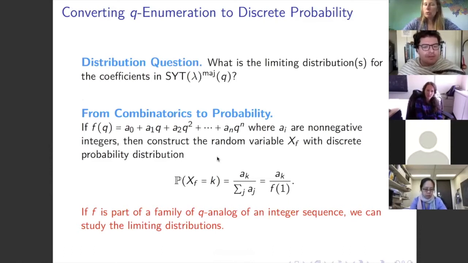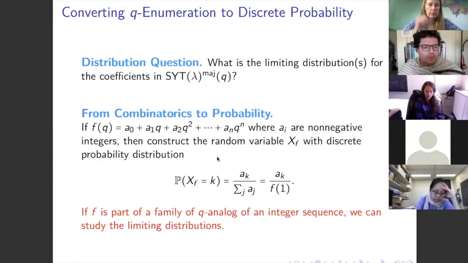So if I have a polynomial with non-negative integer coefficients, I can always make a random variable out of it. Let's say the polynomial is f, I'll call the random variable x sub f. Then the probability that the random variable x sub f is equal to k is just going to be the coefficient of q to the k divided by the sum of all the coefficients. That's some perfectly good probability distribution, right?